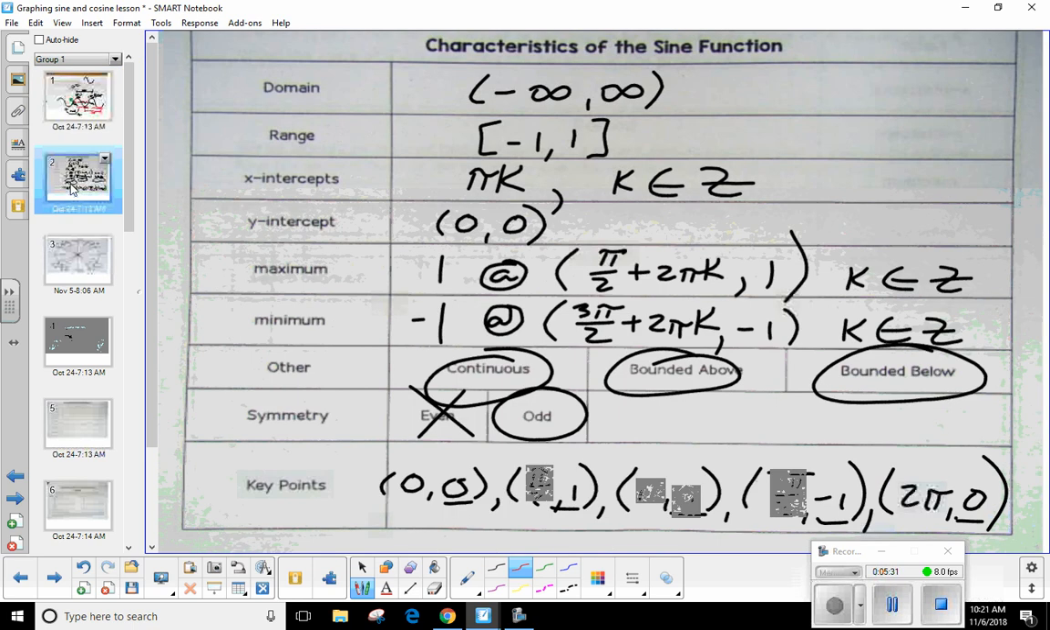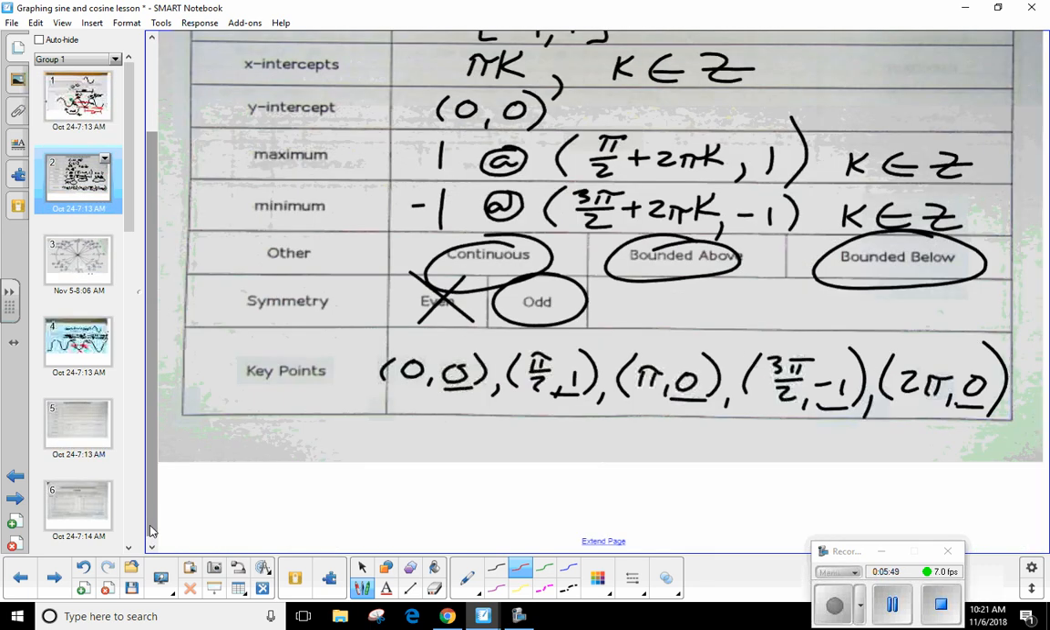Then we talked about some characteristics. We had to come up with some expressions for the x-intercepts, maximums, and minimums, because with the domain being all reals, we have an infinite number of those. And then we had those key points that we listed. So sine starts with a 0. Then we have our maximum, 0, minimum, and then a 0 again. Notice we're referring to the y values of each of these.